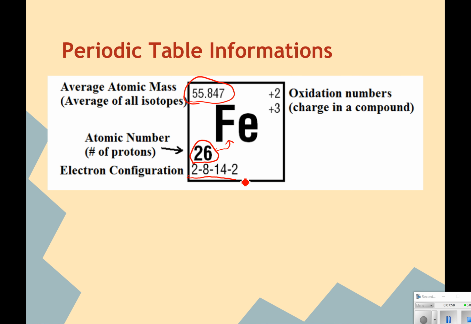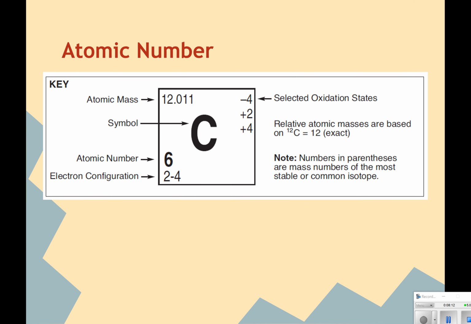Electron configuration we get into a little bit later, but this is how the electrons are orientated around the nucleus, and our oxidation numbers, which will tell us the types of charges that iron likes to be when they are combined with other elements in a compound. Now, this is the key directly from your periodic table and your reference table, and it outlines all of the numbers and values that we just went over.